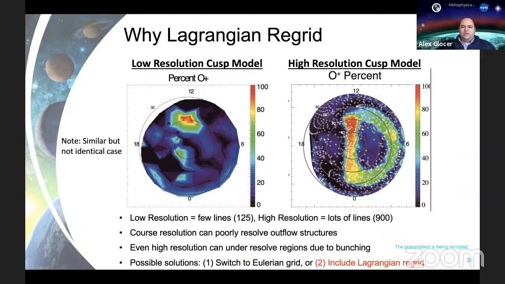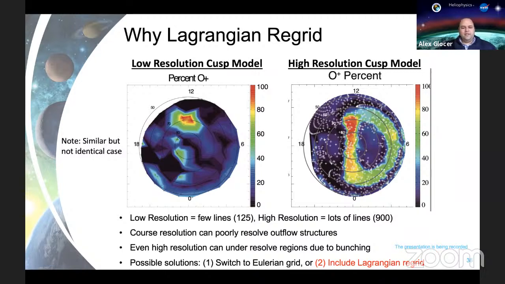Now, one way you can address that is just to have more field lines. And so on the right, this is a simulation with many more field lines. This is 900 field lines. And now the features are much sharper and they stand out much better. But it's still possible with this Lagrangian approach that your grid can tangle, that you can get bunching of field lines together, and you can get some regions that end up being over-resolved and some regions that end up being under-resolved. And so there are two possible solutions to deal with this problem.